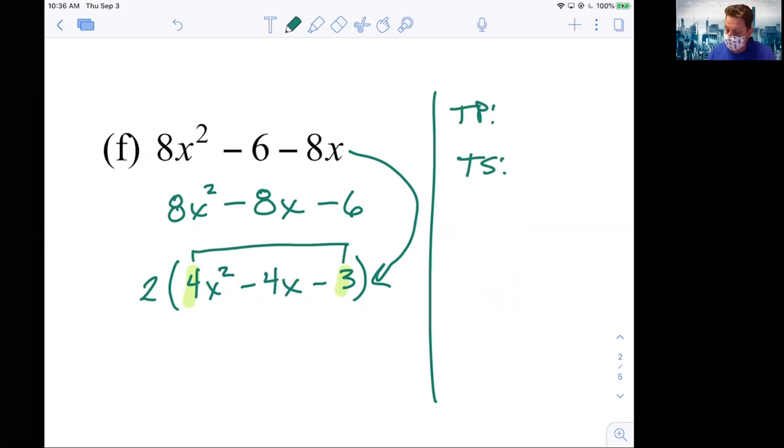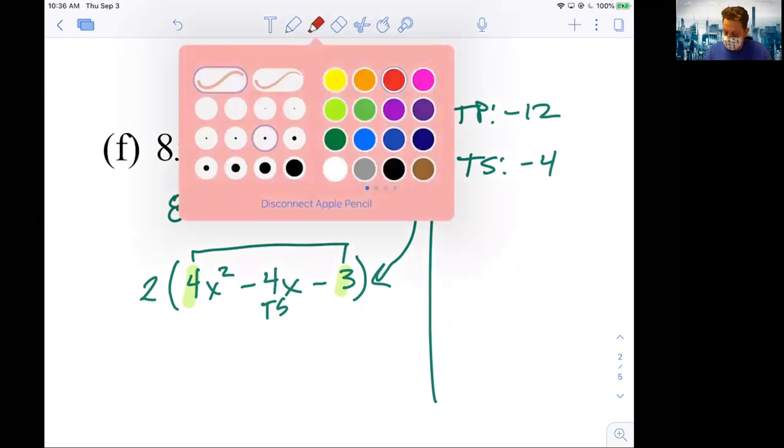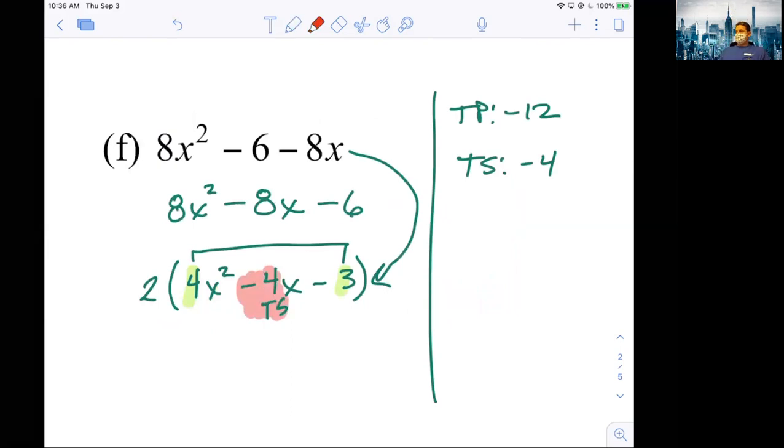Your target product is -12. Your target sum is -4. The target sum is always just the middle term. Always just the middle term. Your target product is always the first and last when it's in descending order. And the target sum is always just the linear coefficient.